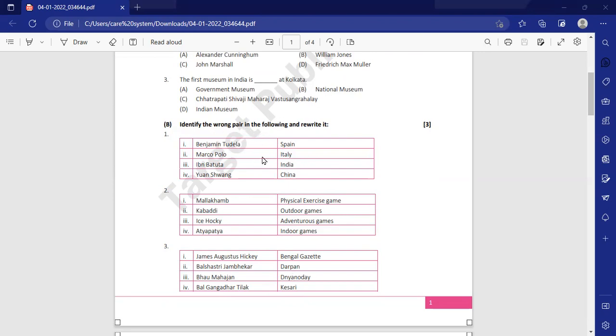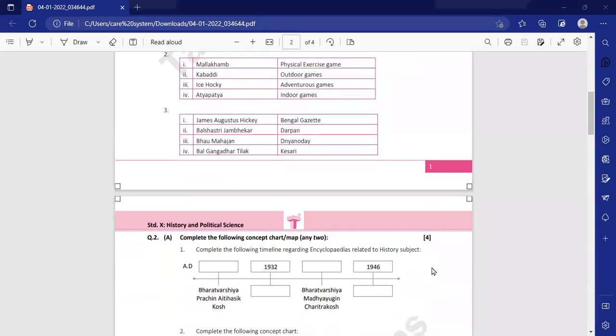See, identify the wrong pair. See, 1, 2, 3, 4. In these 4, 3 are correct and 1 will be wrong. That you have to pick out. 1 you have to remove. And then you have to write it. The wrong pair is dash dash. Okay, the wrong pair is dash dash. You have to find it out. The answer should be: the wrong pair is dash dash, like that.